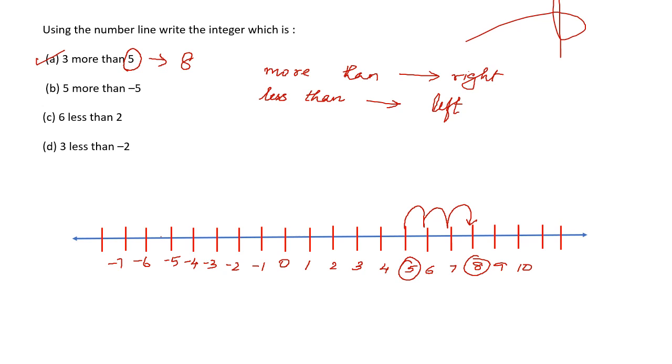Next is 3 less than negative 2. So I'm going to start from negative 2. Less than means I have to move towards the left. So I'm going to move towards the left 3 steps. 1, 2, and 3. Where am I reaching? I am reaching negative 5. So 3 less than minus 2 is negative 5.